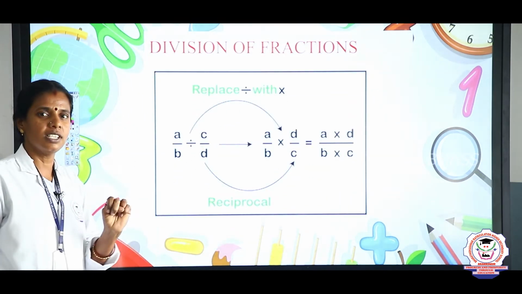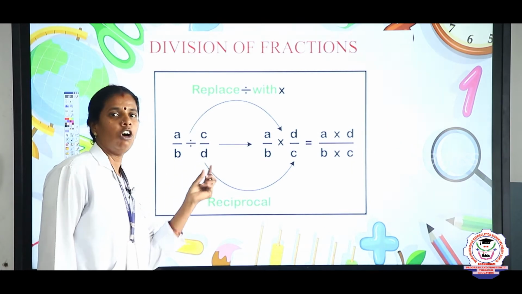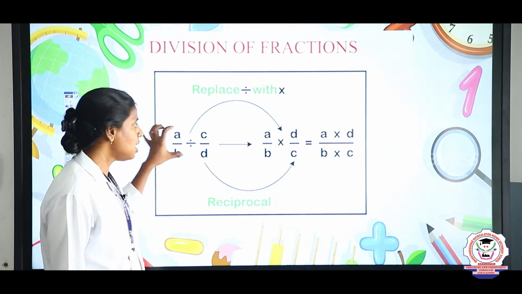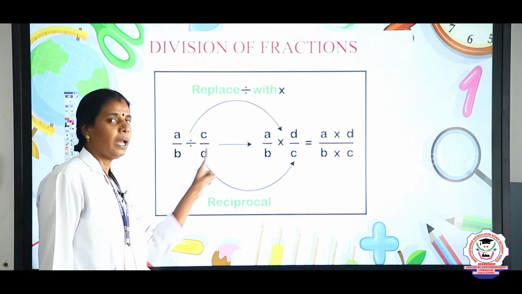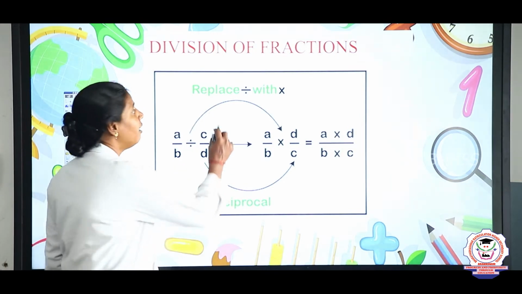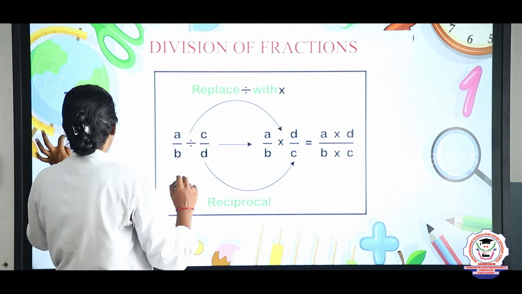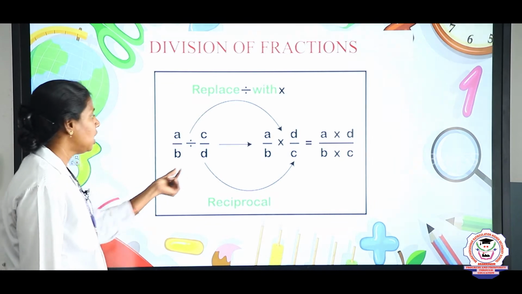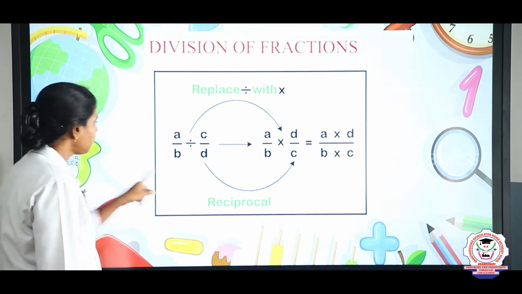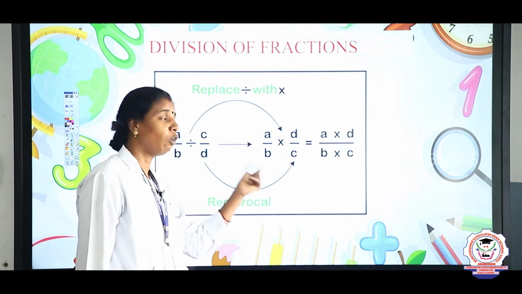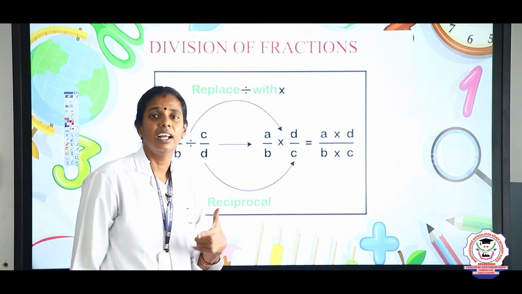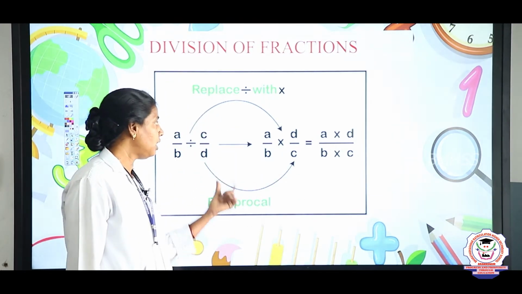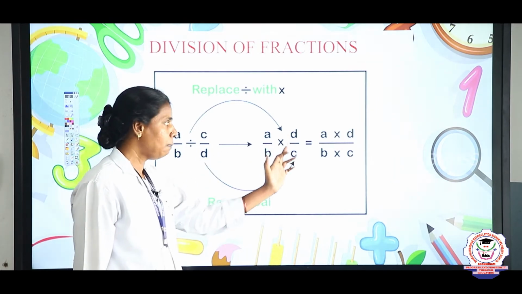See, when two fractions are given, a by b and c by d, and we are going to divide these two fractions, okay? The first number will be the same, children, a by b. The divide symbol will be replaced with multiplication, and this c by d is replaced by its reciprocal. We have already learned what a reciprocal is. Reciprocal is otherwise called the multiplicative inverse. So the multiplicative inverse of c by d is nothing but d by c.